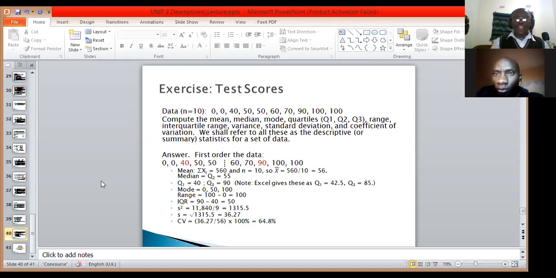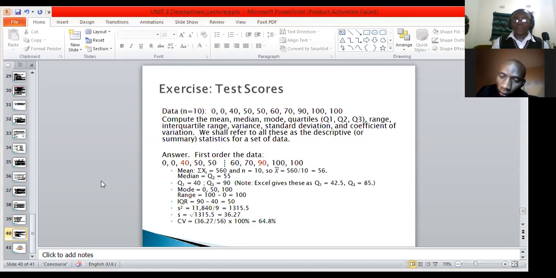You are given data. This data has 10 measurements, so that is our N. N is equal to 10. Now, this data has been arranged in order.